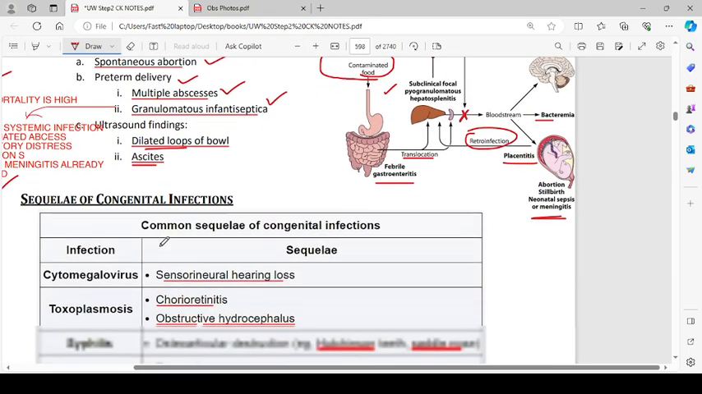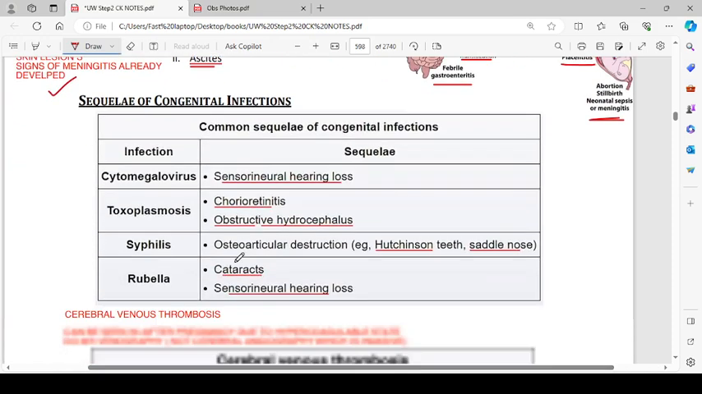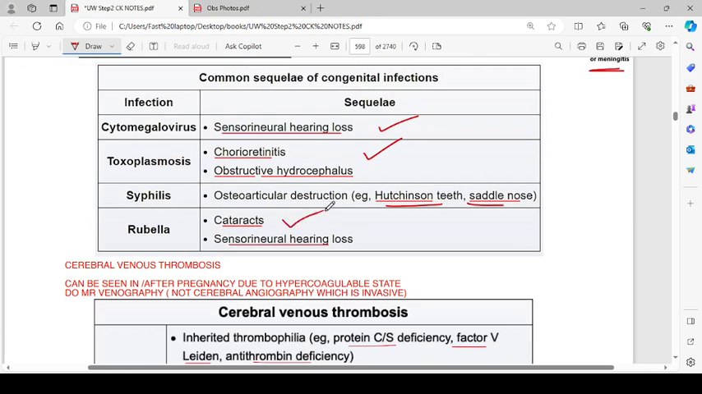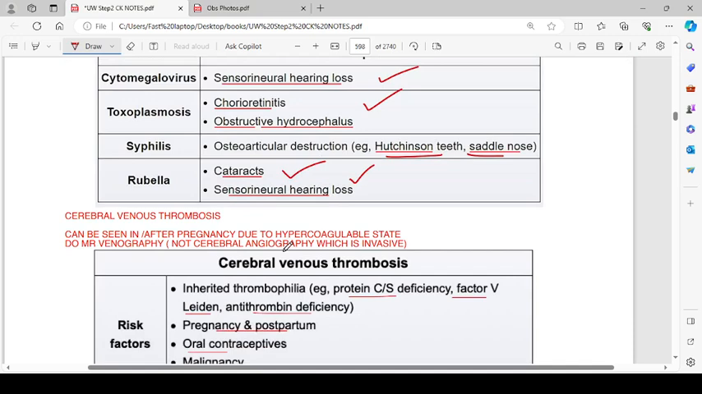Okay, then we have sequelae of the congenital infection. Common sequelae of the congenital infection are: cytomegalovirus causes sensorineural hearing loss, toxoplasmosis will cause chorioretinitis and obstructive hydrocephalus. Syphilis will cause osteoarticular destruction like Hutchinson's teeth and saddle nose. Rubella will cause cataracts and sensorineural hearing loss.